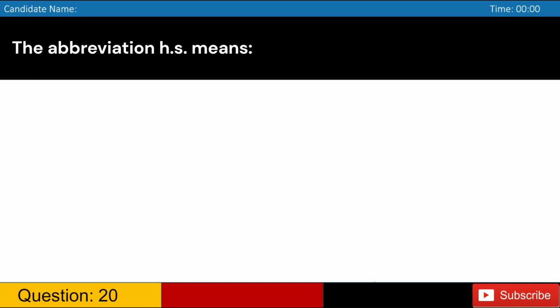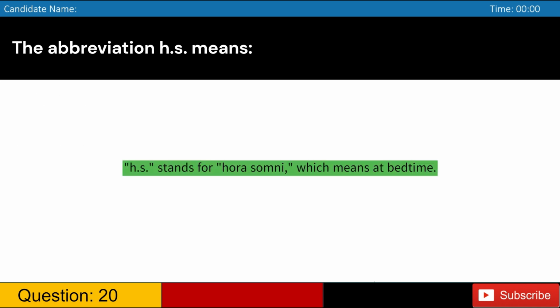The abbreviation HS means A. After hours. B. Head shave. C. At bedtime. D. Drops. Answer C. HS stands for hora somni, which means at bedtime.